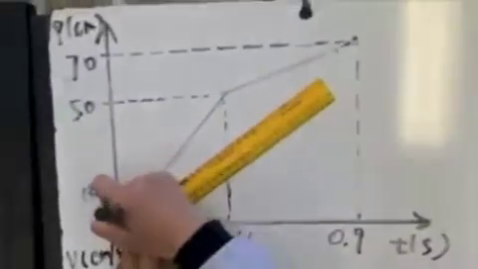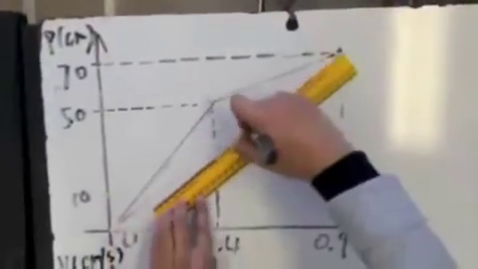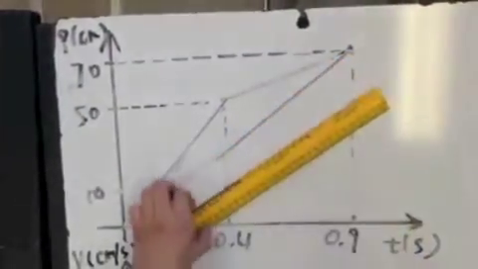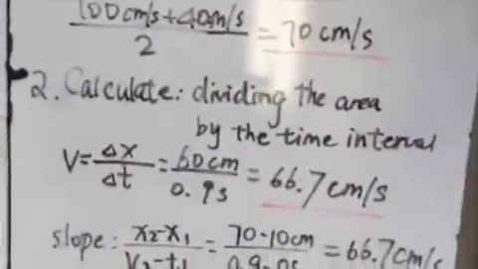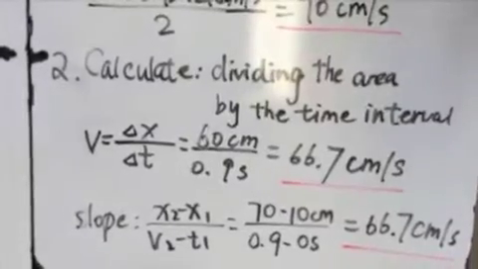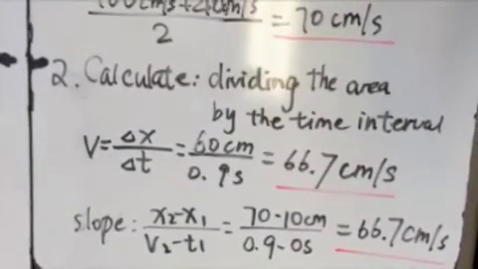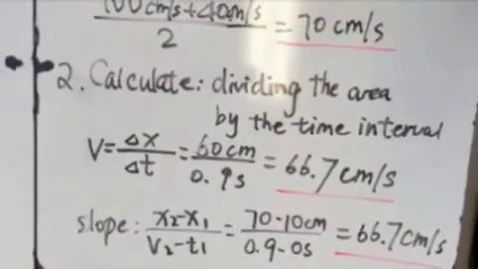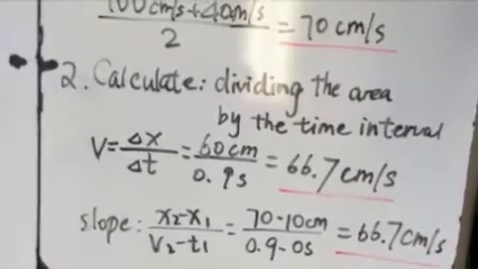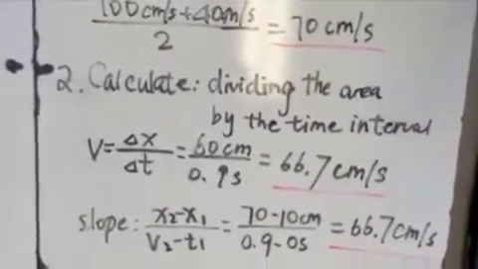And if we go back to the position time graph, we can make a line to represent the constant velocity of the car. If we calculate the slope, which is rise over run, it is 60 centimeters divided by 0.9 second. That will be 66.7 centimeters per second, which is the same as the calculation we just did.